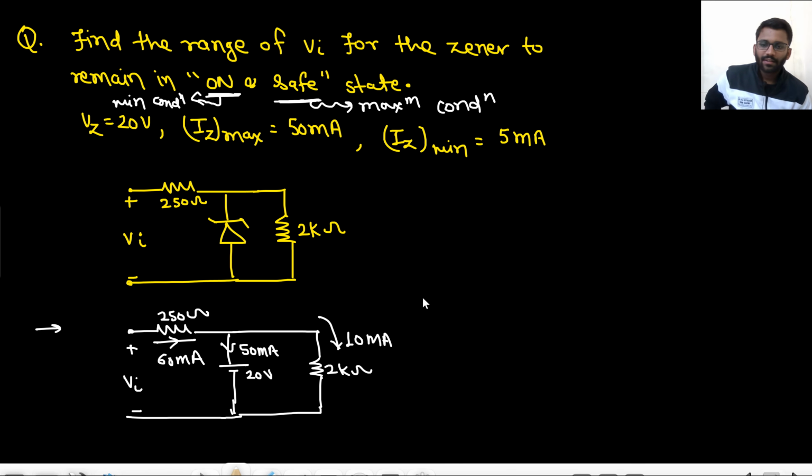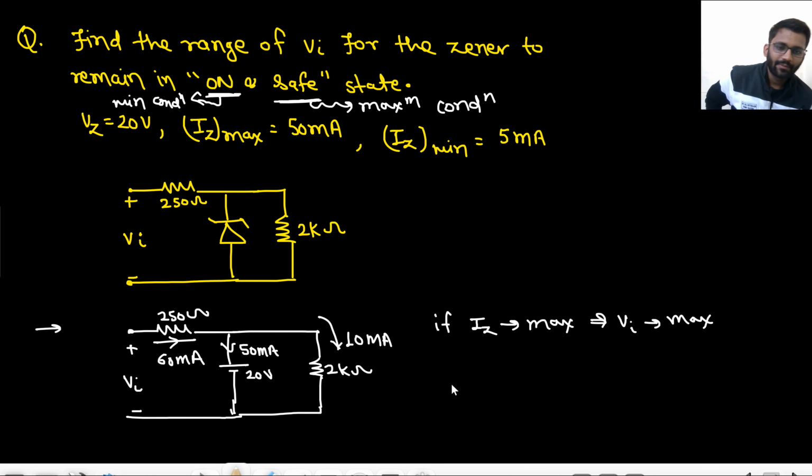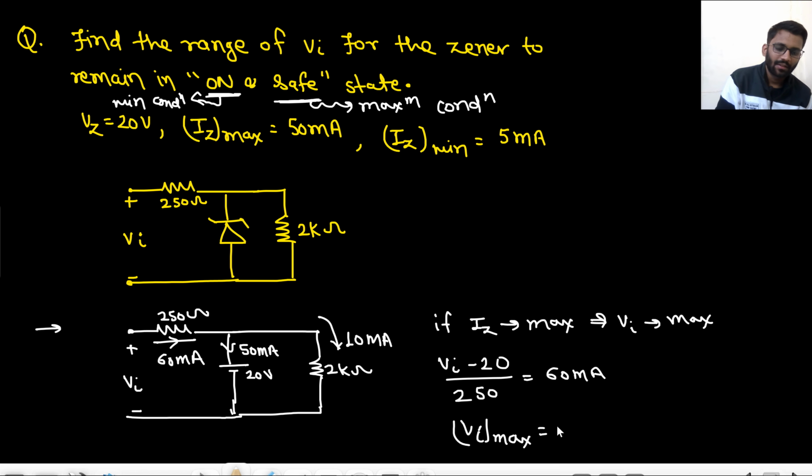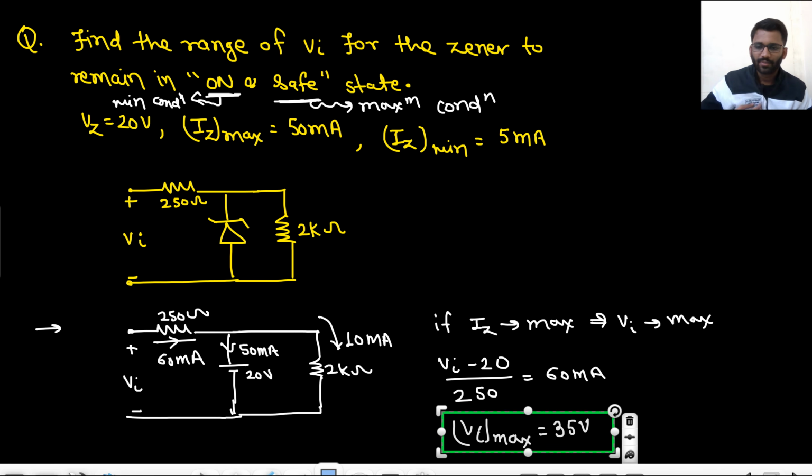So here we are taking Iz maximum, that means your Vin will be maximum. So you will get the maximum voltage now. Vin minus 20 by 250 is equal to 60 milli, that means it will be 1 by 4 kilo. So 15, so Vin will be Vin max. This is your Vin max, that will be 35 volt. Vin max will be 35 volt.